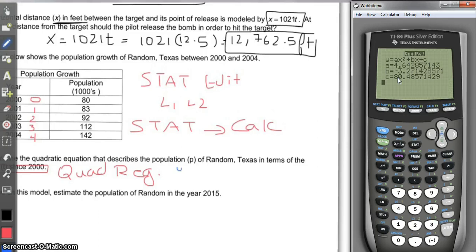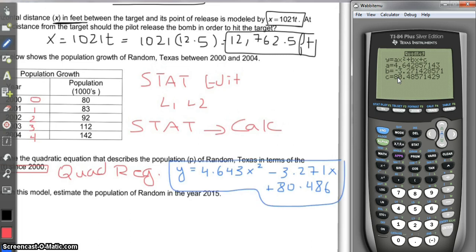So it will be y equals, the a is 4.643, so 4.643. It's a 2, but since 8 is after it, the 2 goes up to a 3, x squared. Now negative, since b is negative, 3.271, 3.271x, and this c is 80.486, so plus 80.486, that is going to be my equation.